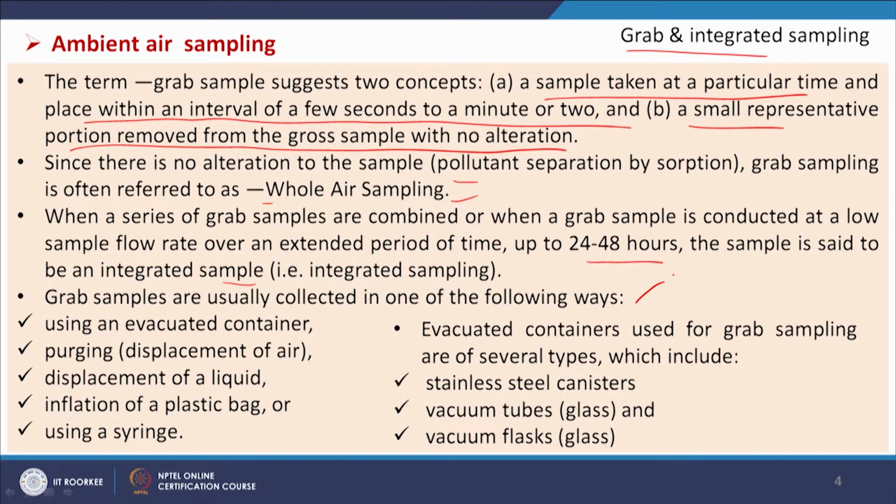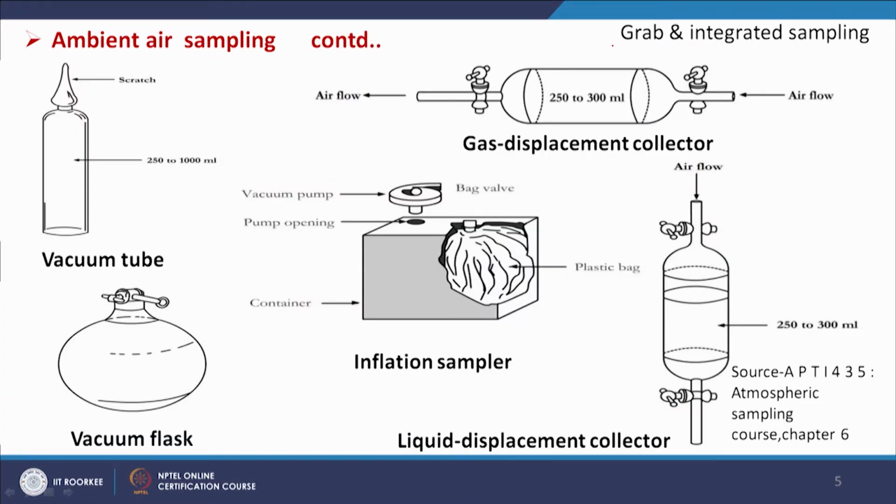We can use an evacuated container by purging, or water displacement, or inflation of a plastic bag, or using a syringe. These are the different methods we can apply for grab sampling. Evacuated containers used for grab sampling may be of different types, like stainless steel canister, vacuum tubes and vacuum flasks. Some photographs are shown here for grab and integrated sampling. This is your vacuum tube, vacuum flask, and this is a gas displacement collector.